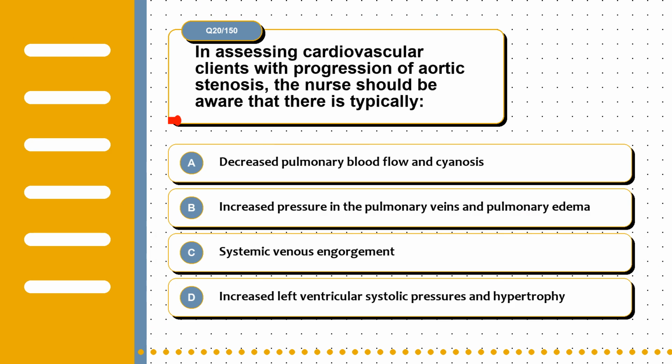Question 20. In assessing cardiovascular clients with progression of aortic stenosis, the nurse should be aware that there is typically, here are the options. Option A. Decreased pulmonary blood flow and cyanosis. Option B. Increased pressure in the pulmonary veins and pulmonary edema. Option C. Systemic venous engorgement. Option D. Increased left ventricular systolic pressures and hypertrophy.